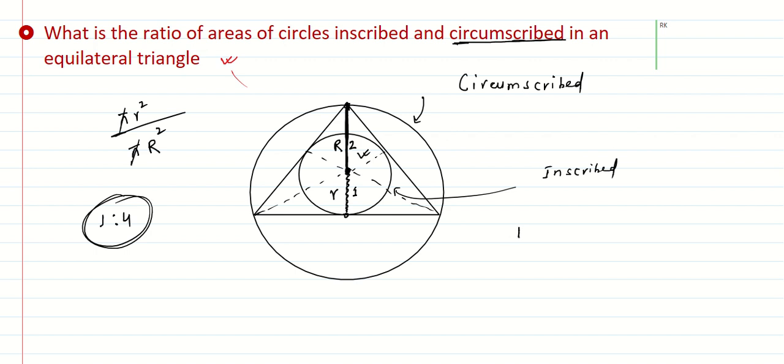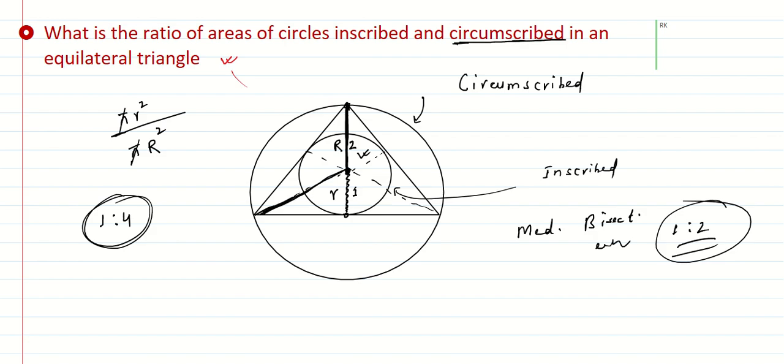Because the property says that median bisect each other in what ratio? 1 is to 2 ratio. If you look at the other side also, this is the bigger radius, that is 2 parts, and this is the smaller radius, 1 part. You take anyway, not a problem. Take here to here, bigger radius, 2 parts, and the smaller one is 1 part. Anyway, the same thing, correct? So let's go ahead with the next one.